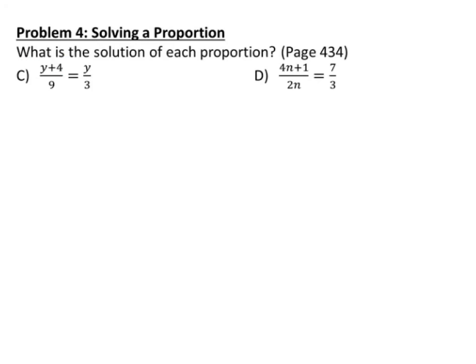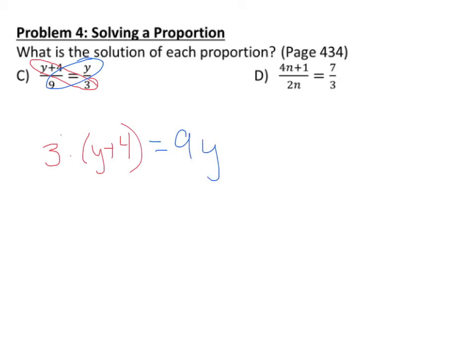Okay, let's skip to letter C. So again, to solve, we're going to cross multiply. So here we have 3 times y plus 4. And since the y plus 4 has two terms, we need parentheses. That has to equal 9 times y, or 9y.